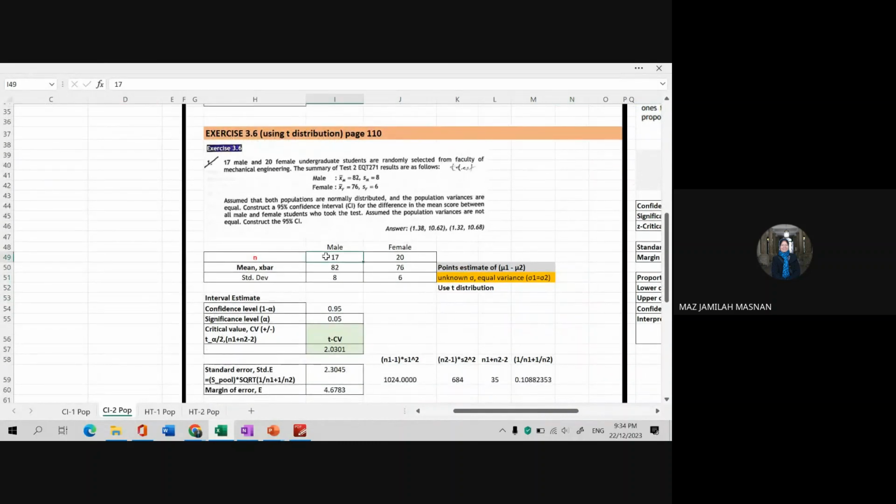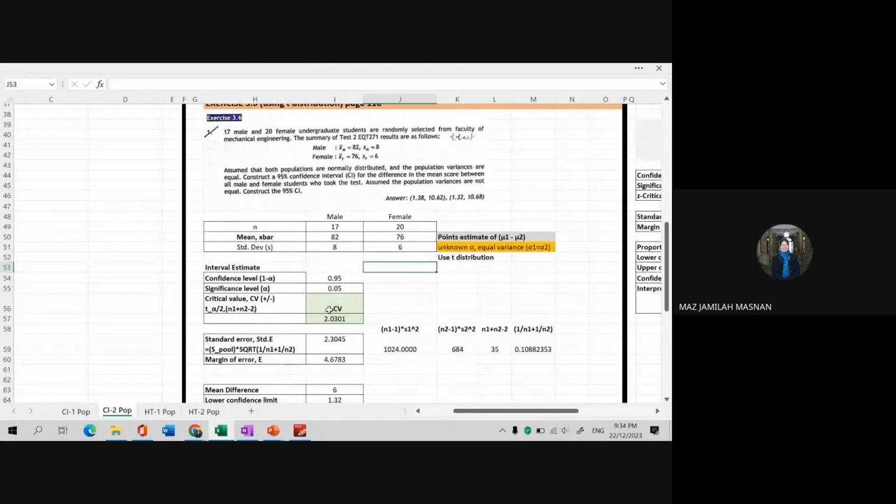Now put in the information given. For the male, the sample size is 17, the mean is 82, the standard deviation is 8. In this case, the standard deviation is referring to your S, which means that you have an unknown sigma. And for the female, as given in the information, let us continue with finding the confidence interval, for which you will have to find the critical value and the margin of error.